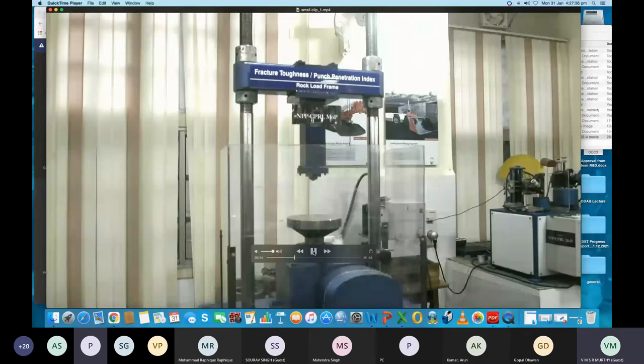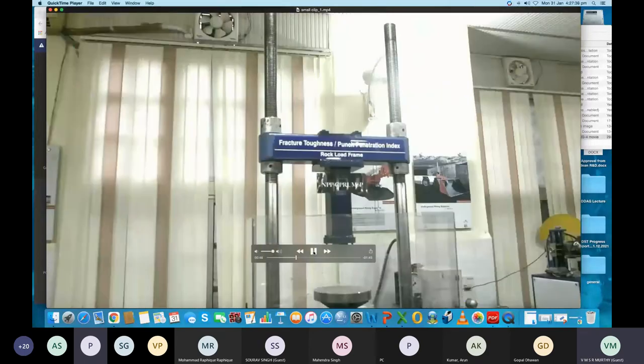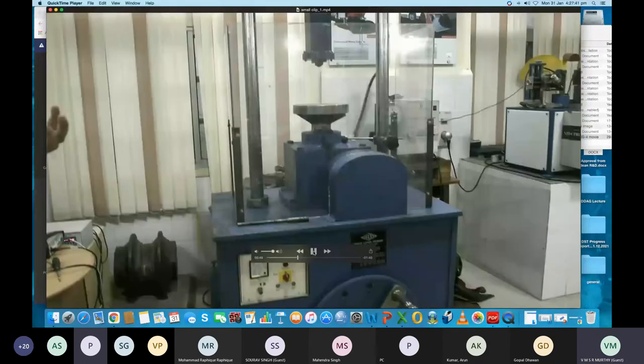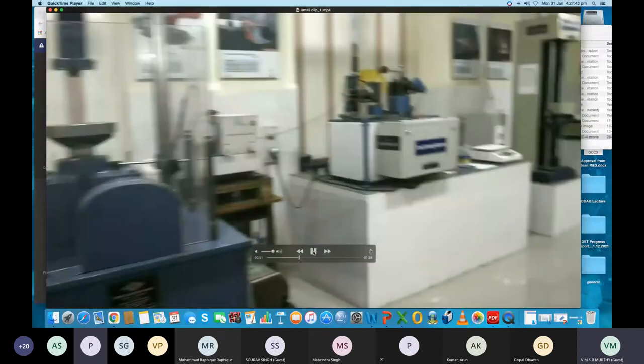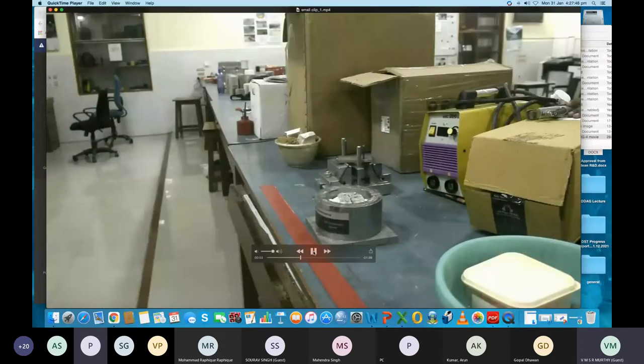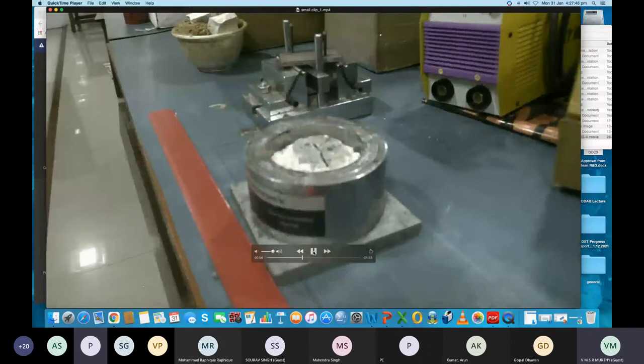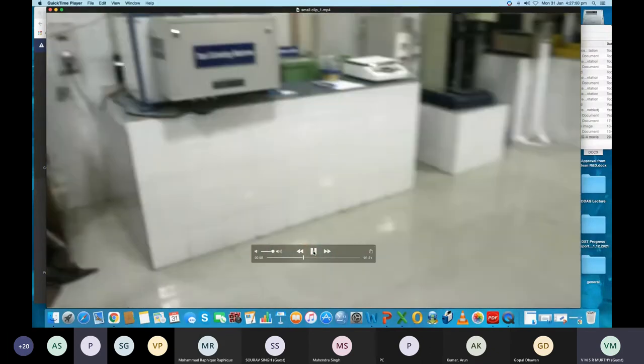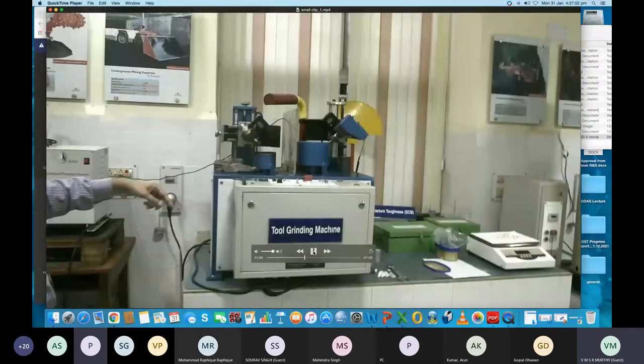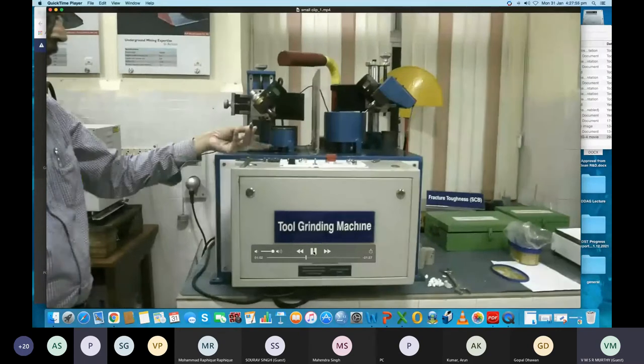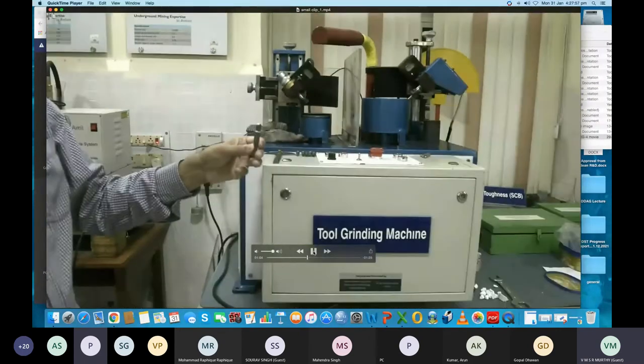And then, as you can see here, the tool grinding machine, for grinding the test bits, mainly for conducting Cerchar abrasivity and Sievers J value tests. So this is also a very handy machine. This was also approved by CPRI for manufacturing and use.